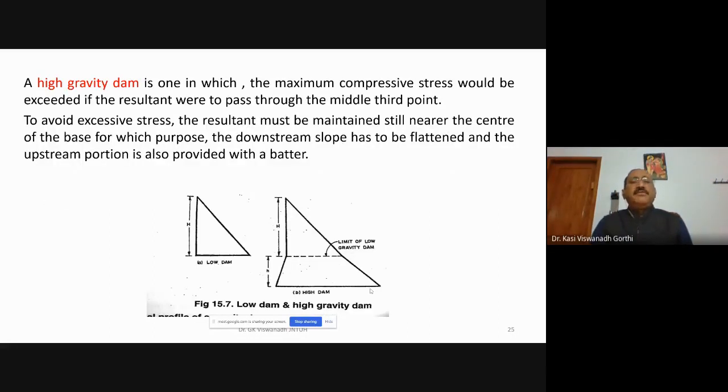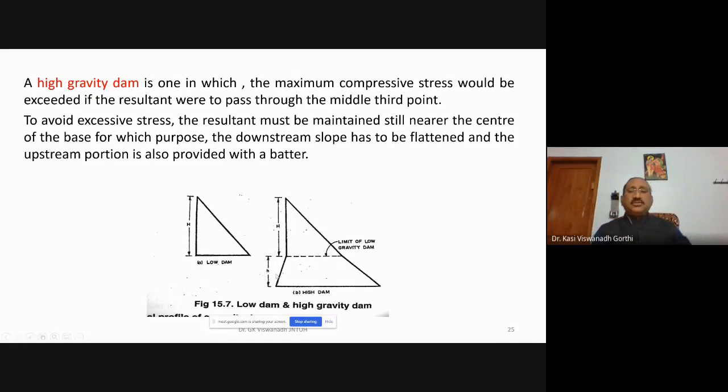A high gravity dam is the one in which the maximum compressive stress would be exceeded if the resultant were passed through the middle third point. This is the biggest problem for a low gravity dam. If the resultant is passing beyond this middle third point, then there will be more and more compressive stresses which are developed at the toe. The dam becomes unsafe. So a low gravity dam must be converted into a high gravity dam by providing more base weight by increasing more height of the dam.